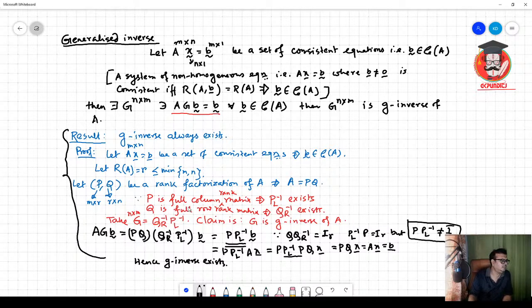So, Suraj, one thing. This is also a constructional method of G inverse. Okay. So, I will also give a detailed constructional method of G inverse. So this is one of the constructional methods of G inverse.